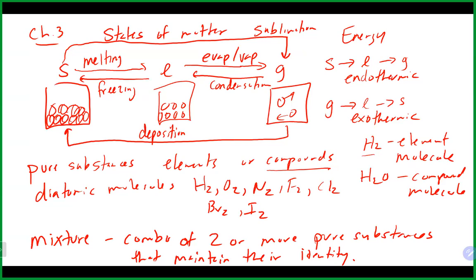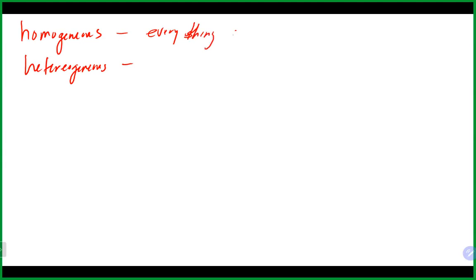And a mixture could really be one of two different types of mixtures. We can have either a homogeneous mixture or a heterogeneous mixture. And in a homogeneous mixture, everything is the same throughout. It basically means that they will all mix together.